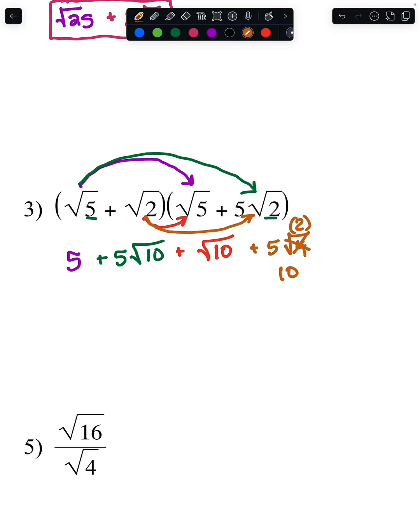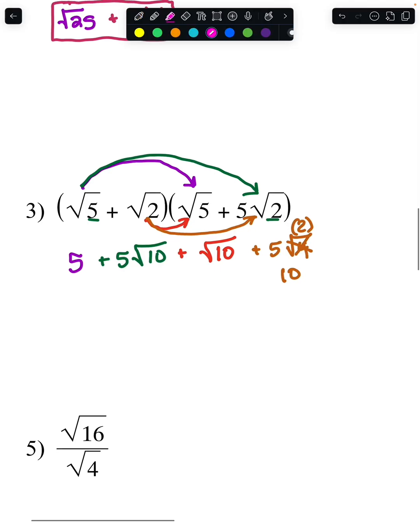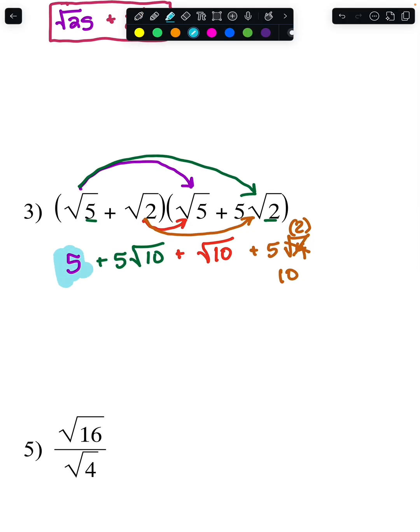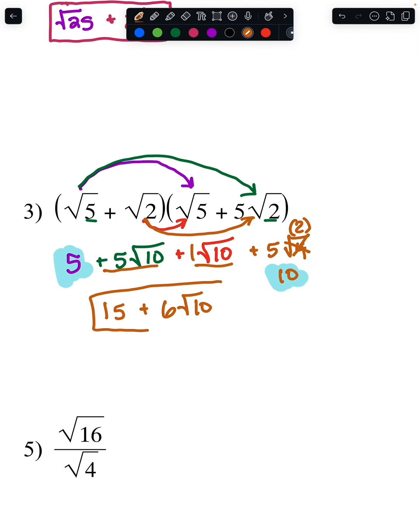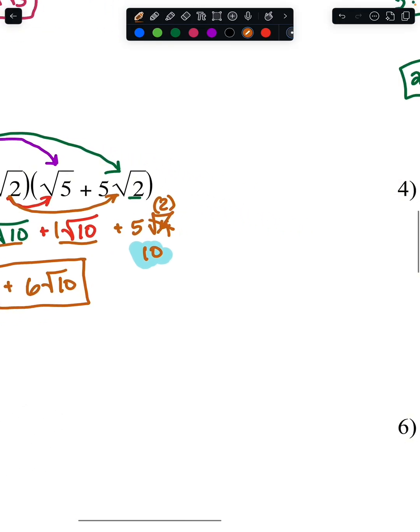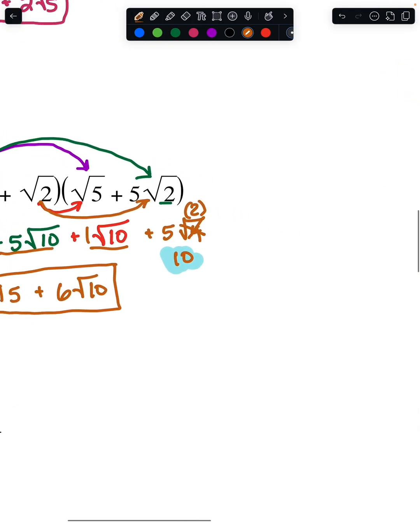All right, so let's combine all of our like terms. So we have a constant here. We have this 5 and that 10, so 5 plus 10 is 15. And then I have this 5 root 10 plus this root 10. And remember, that's really a 1 out there. So that ends up becoming 6 square root 10. Okay? And if you need to see it in the box, it will look something like this.